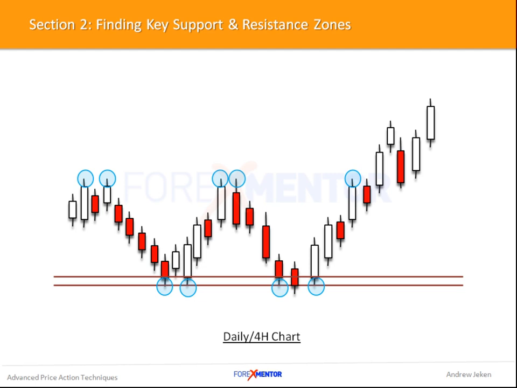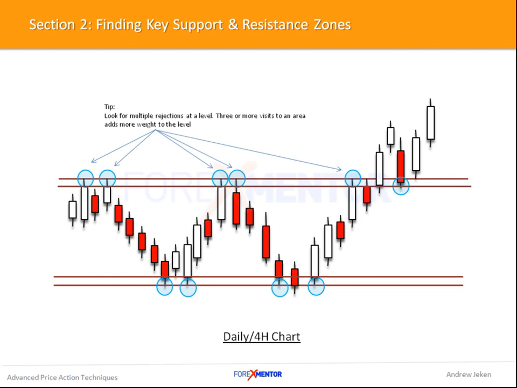Here in this example we have a double bottom in place, and here again, remember, we're looking at wicks and bodies. And then on the top we have a double top in place, and then eventually a triple top, and then price breaks through and it comes back and gives us a price flip.